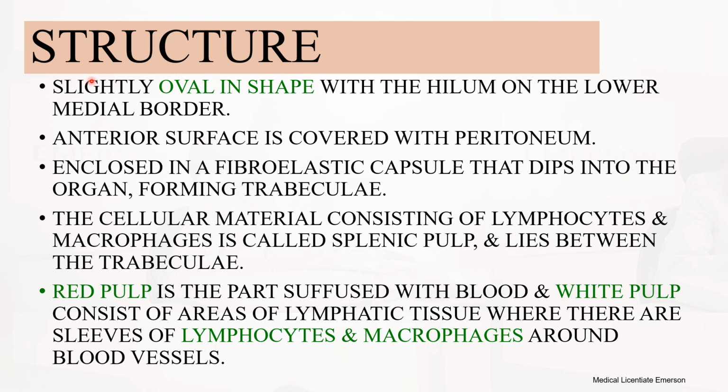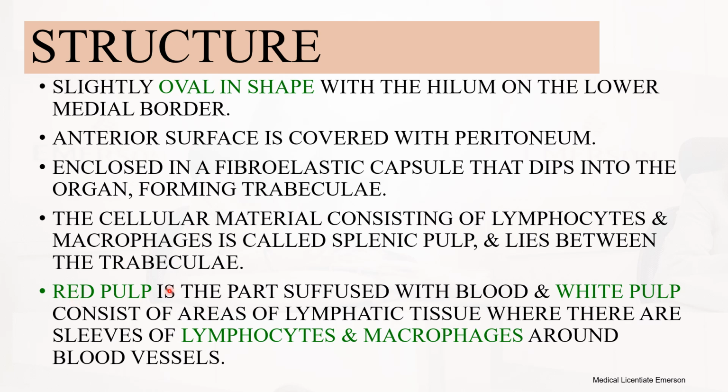Then in terms of structure, it is slightly oval in shape with the hilum on the lower medial border and its anterior surface is covered with the peritoneum. It is enclosed in a fibroelastic capsule that dips into the organ, forming the trabeculae. Then the cellular material consisting of lymphocytes and macrophages is called the splenic pulp and lies between the trabeculae.